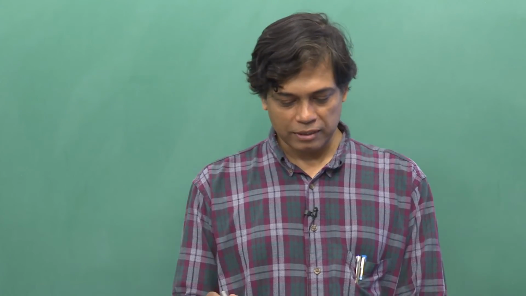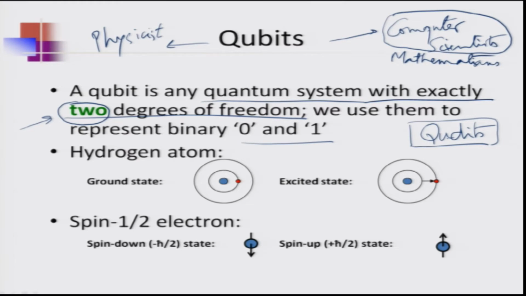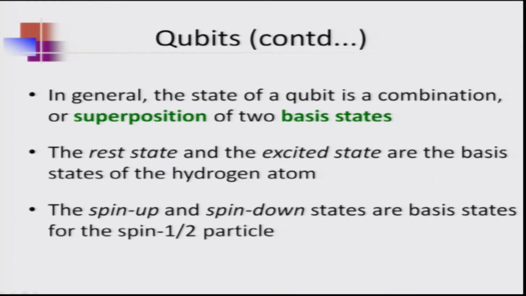So, just to clarify. Once you say 2 degrees of freedom, there are some very common ones to look at. One is, for example, the hydrogen atom, ground and excited state. These are the quantum states, a spin half system, and that can be an electron, positron, nuclei, any of these would work, right. So, that is the situation.